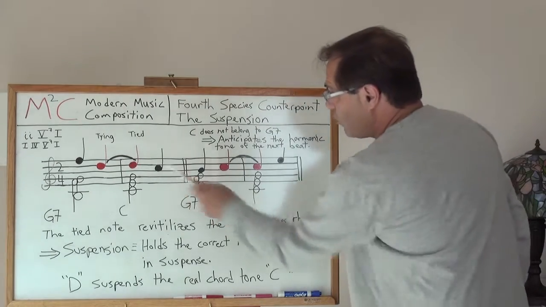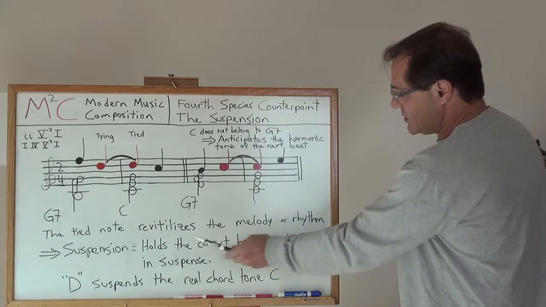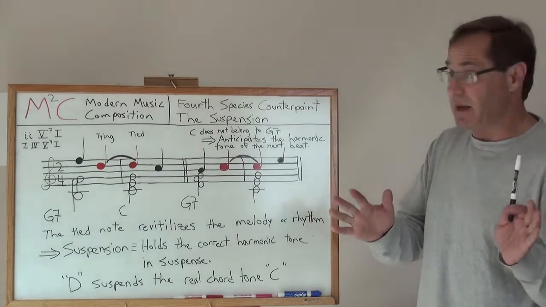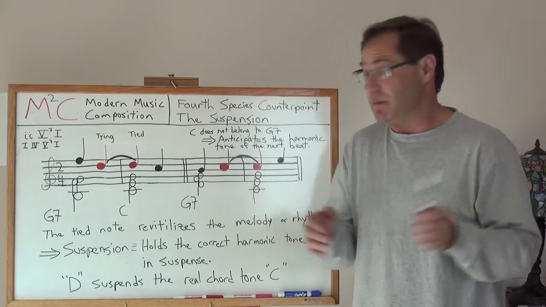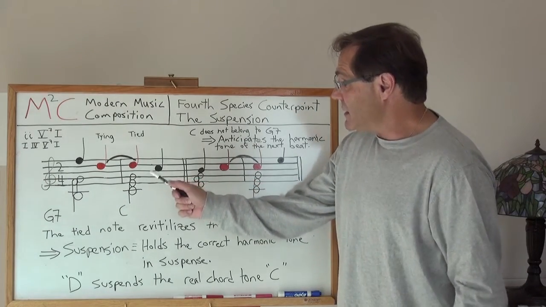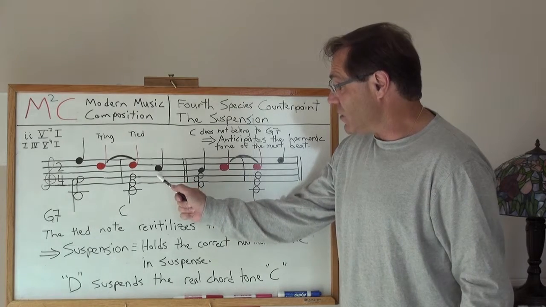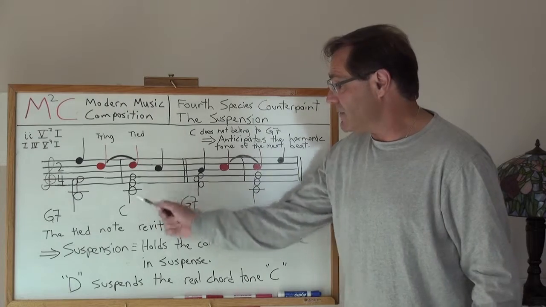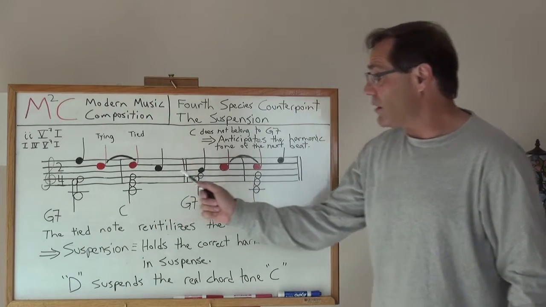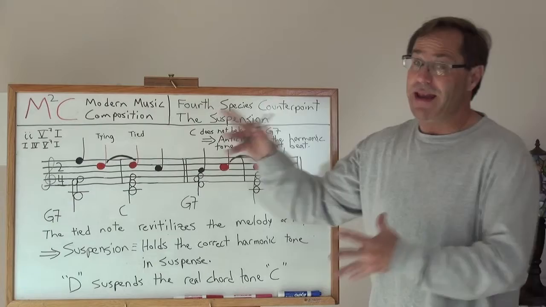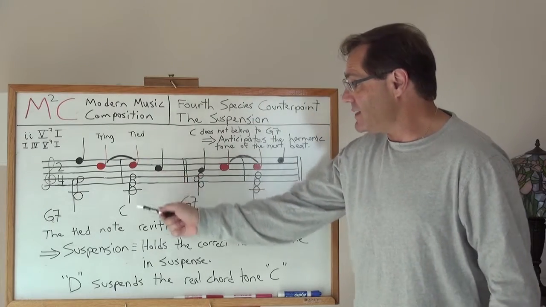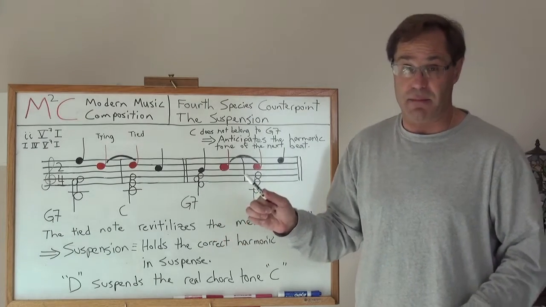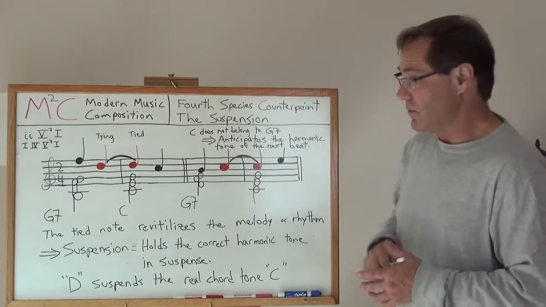So what do we use as a definition for suspension? Well, the suspension holds the correct harmonic tone in suspense. That's why it's called a suspension, because it's holding what is the correct harmonic tone in suspense, okay? This C is obviously part of the C major chord, and you're waiting to hear that. When you play something like this and then you resolve it down to a C, you'll know exactly what I mean, because that's where it wants to go, okay?